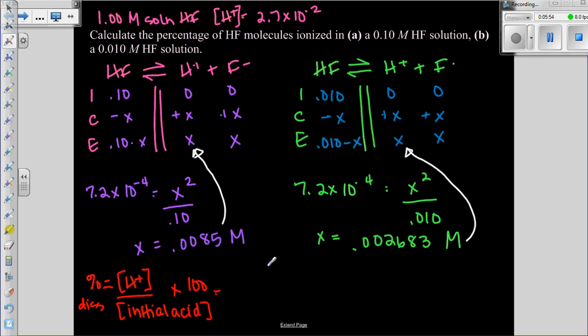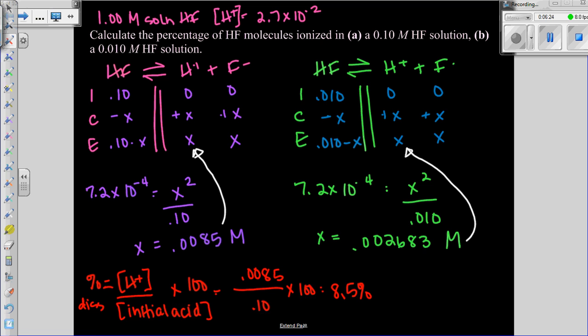So in this instance, it's 0.0085, because that's our hydrogen ion concentration, divided by 0.10 times 100. When I do that, I get 8.5% dissociated.